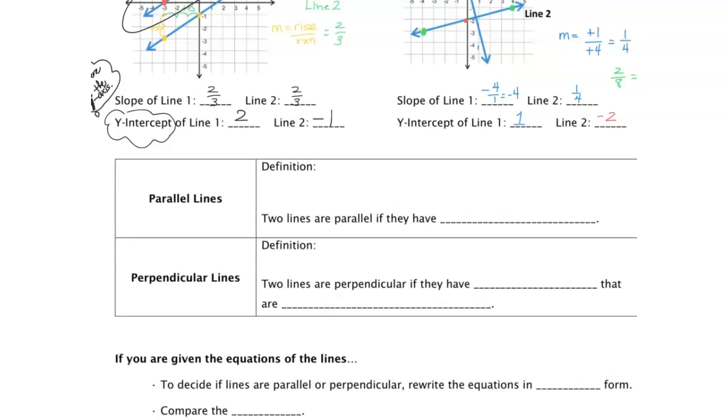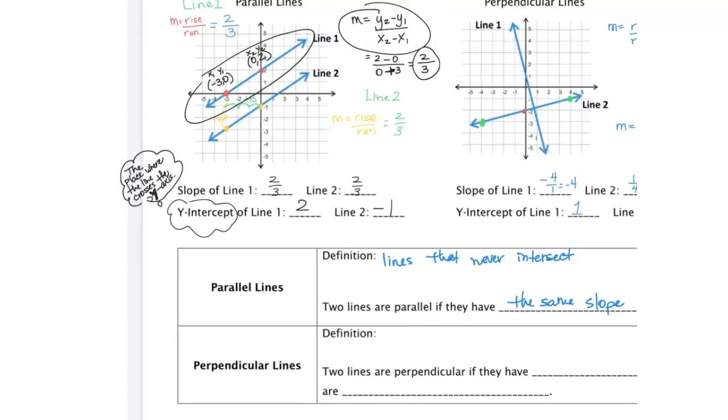Let's look at our definitions for parallel lines. Parallel lines, as we've talked about, are lines that never intersect. Two lines are parallel if they have the same slope. In our example up here, both of our lines had a slope of 2 over 3.